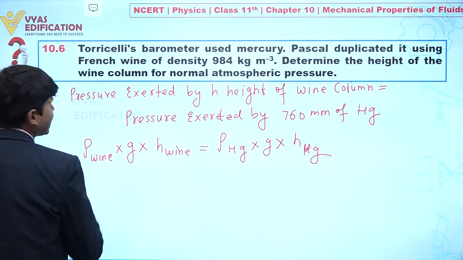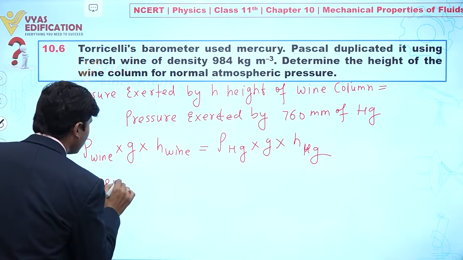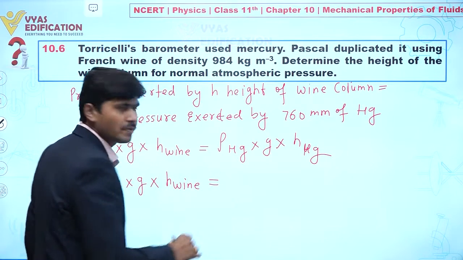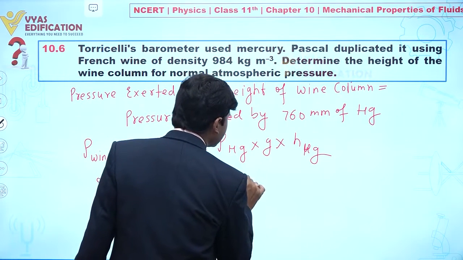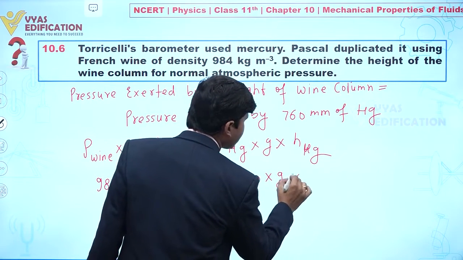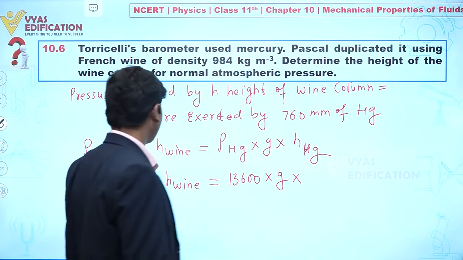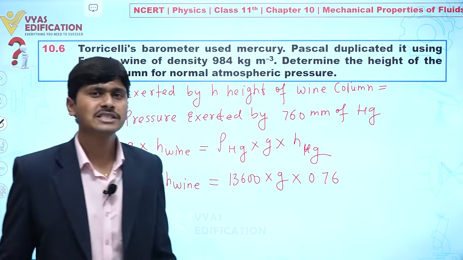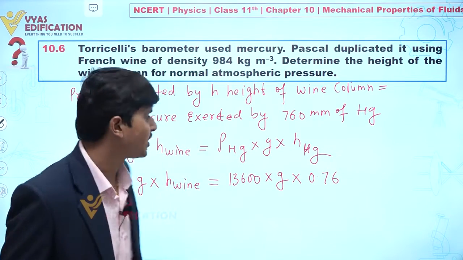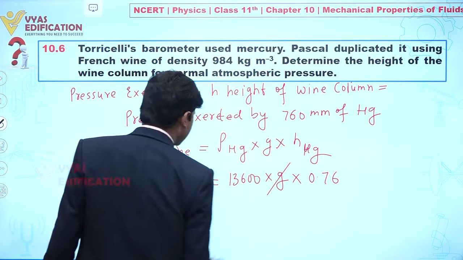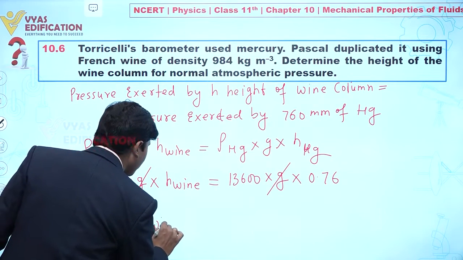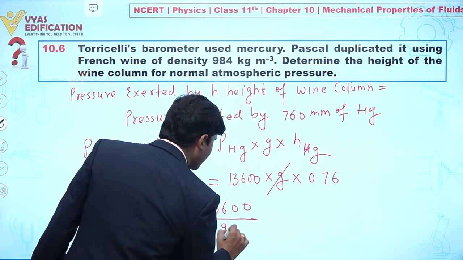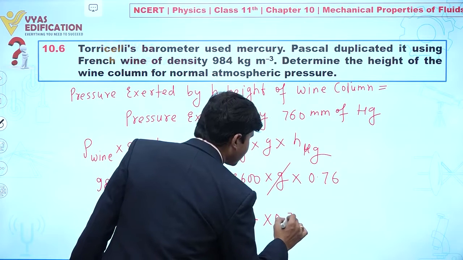So from here we can say density of wine, this is given 984, multiplying g, multiply, this is our objective, height of wine column. Clear? We can say density of mercury, this is given by 13600 multiply g, and height of mercury column we know, we are writing here 0.76. Clear? Because this is 760 mm of Hg, I am writing in meter. Clear? So g and g cancel out. So height of wine column is given by 13600 divided by 984 into 0.76.